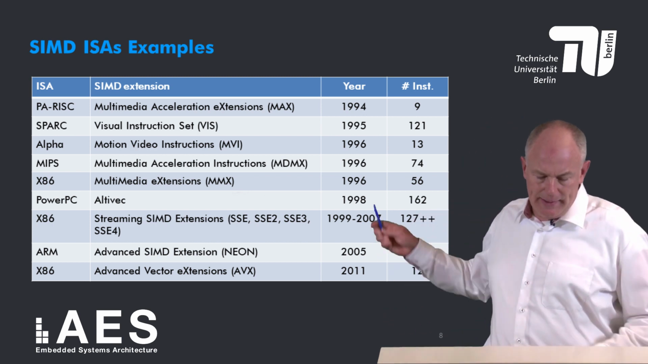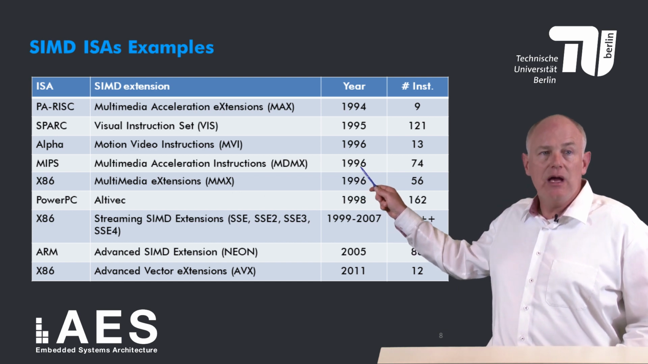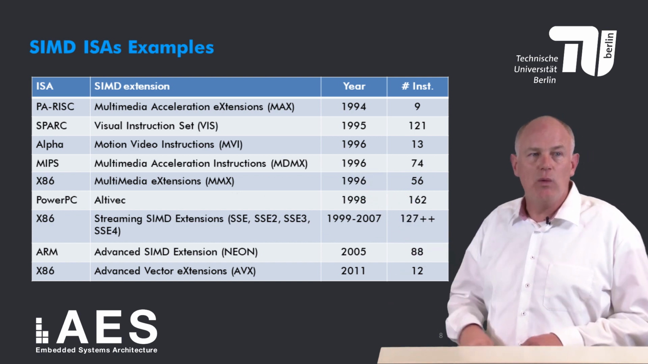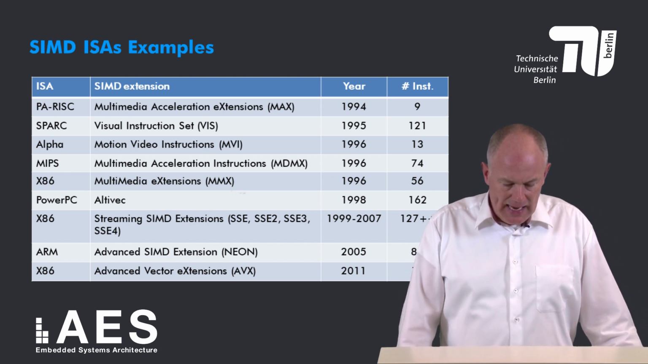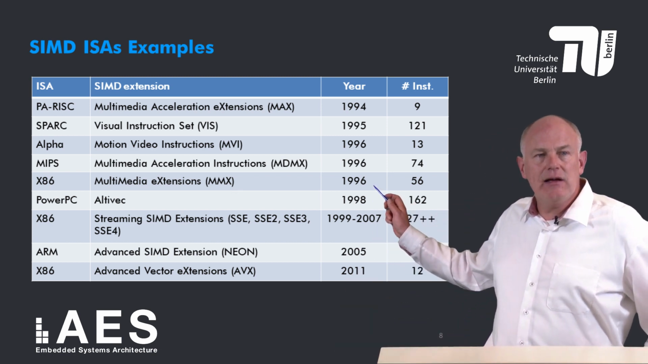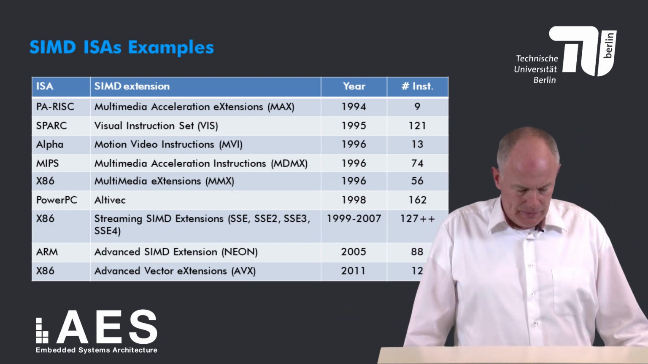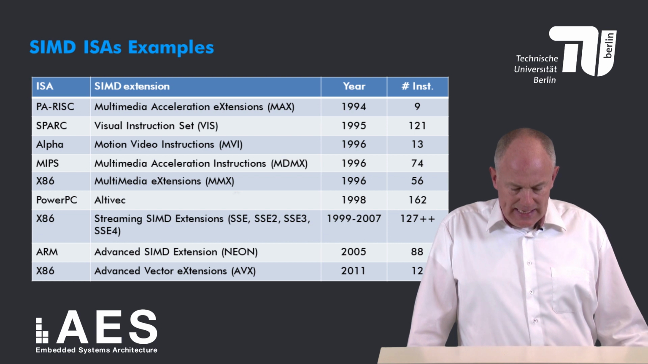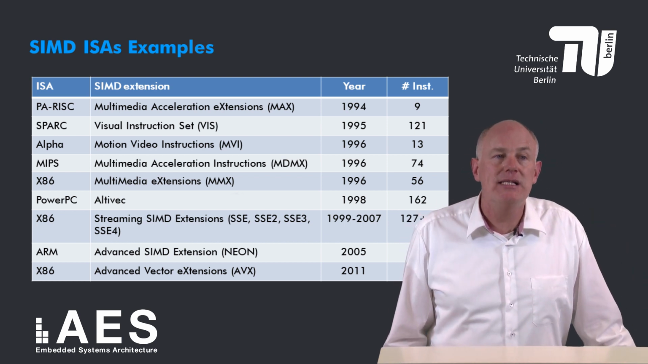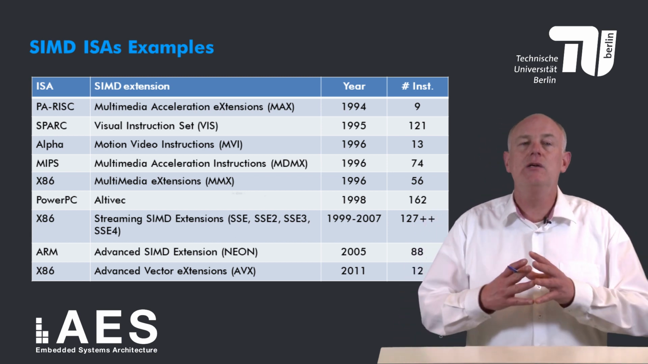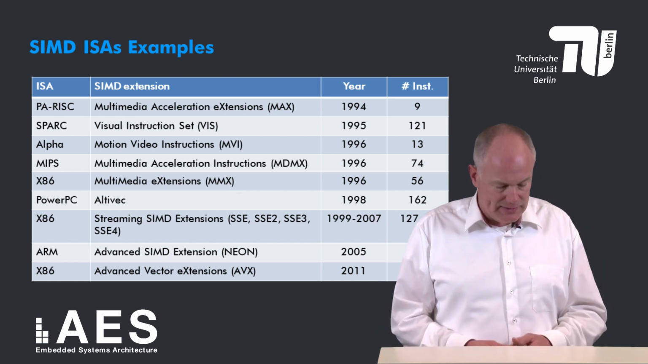Sun also followed with their Visual Instruction Set in '95. They already supported 121 instructions. Then Alpha and MIPS joined. And then in '96, Intel also jumped on the road and supported MMX. What is interesting about Intel is that they didn't stop at MMX. They continued introducing more data types and longer vectors.